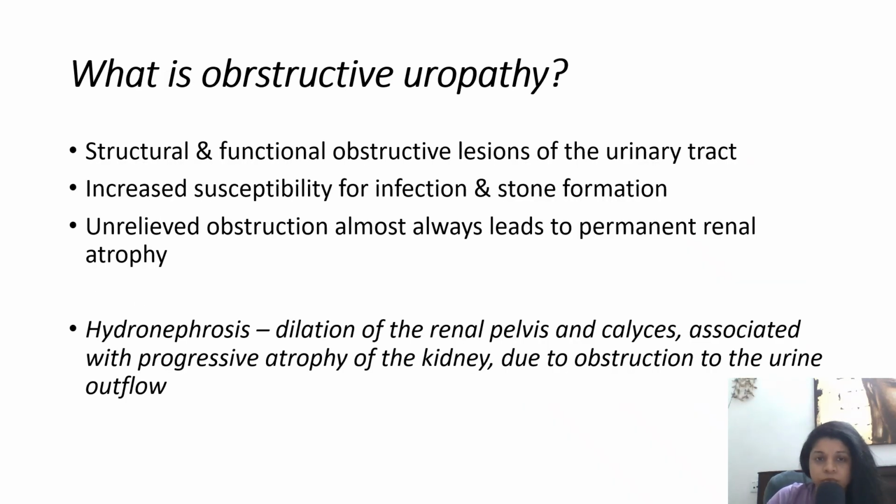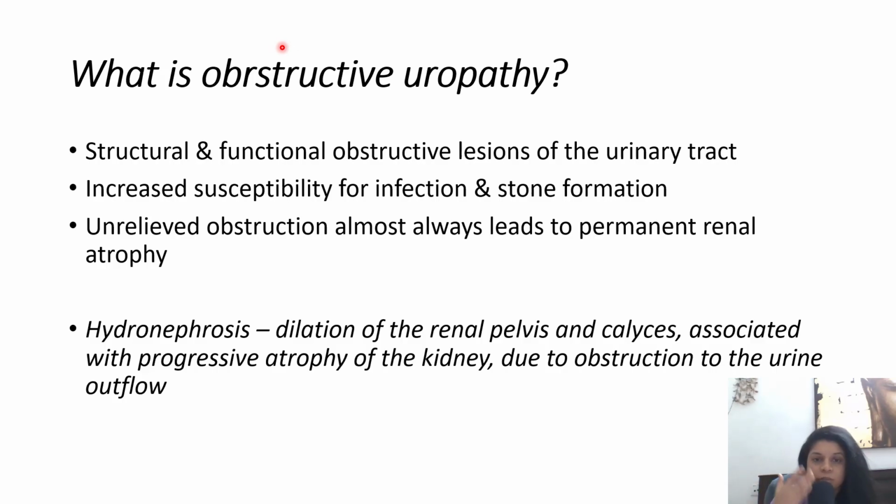So now we are coming to the proper topic today. What is obstructive uropathy? As the name suggests, there is obstruction, that is, an obstructive lesion of the urinary tract. It can be structural or functional. Structural means a proper physical obstruction is there. Functional means the nerve impulse is not happening, and because of that, the urine cannot pass. That is functional obstruction. So there can be functional or structural obstructive lesions of the urinary tract, and all these come under obstructive uropathy.